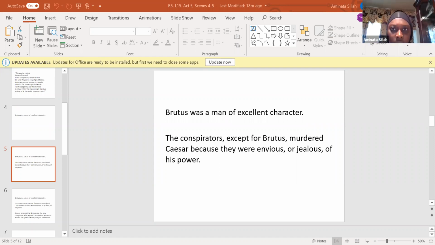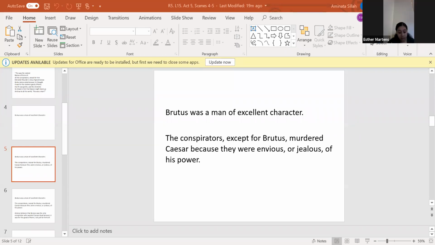Okay, but let's think about the contrast of what he's saying. So Antony was saying that Brutus is an honorable man of character, but that the other people were envious and jealous of him. Why might he be saying that? What did he think Brutus' reasoning for killing Caesar was? Esther, I saw a hand raised, so I'm going to go to you. What did he say the reasoning was?